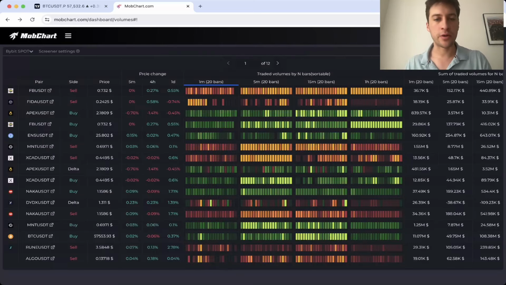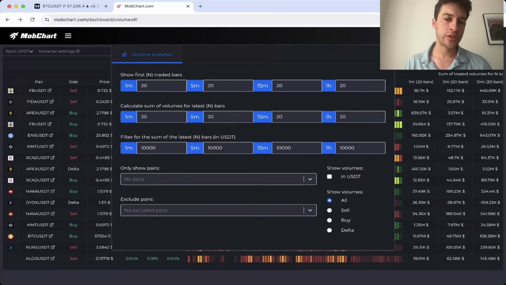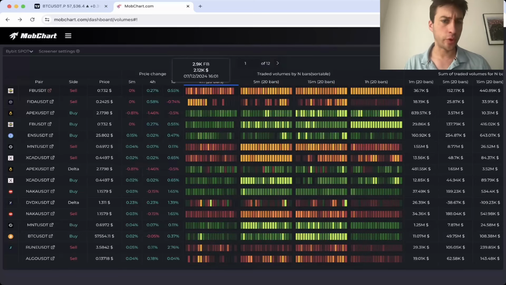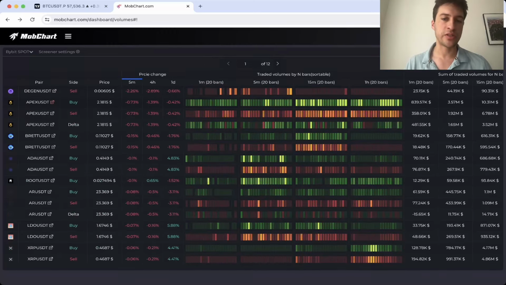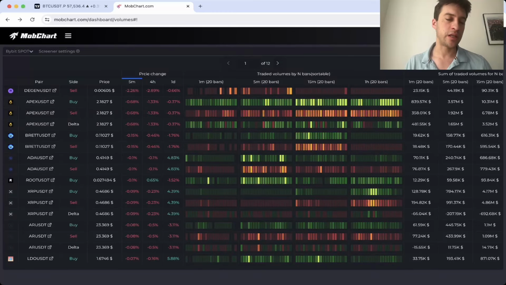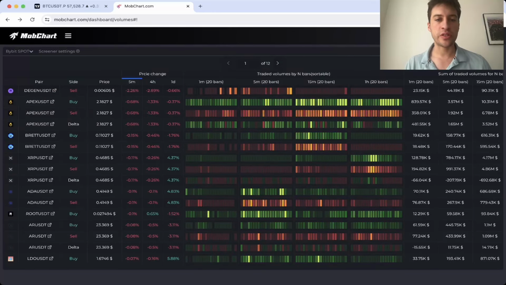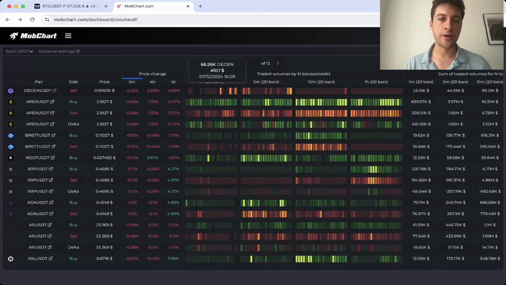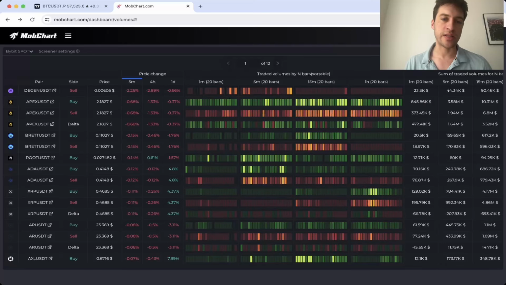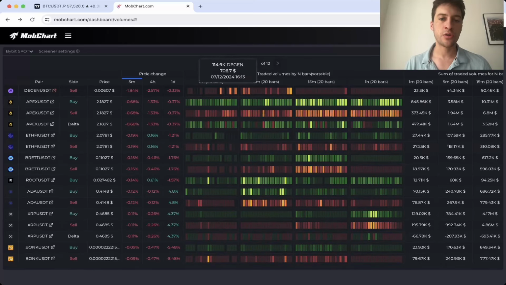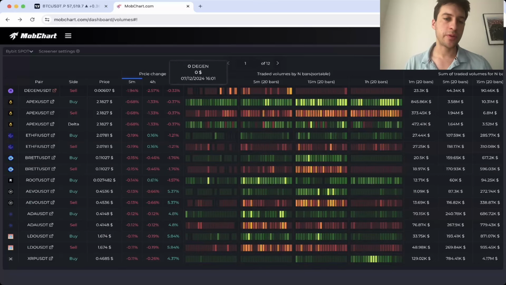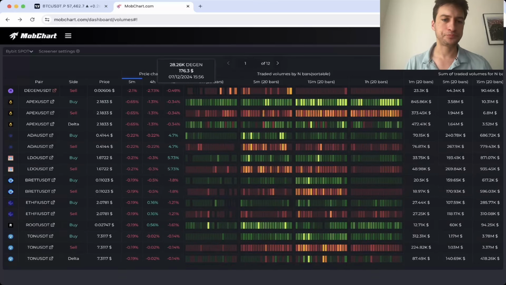So if we go to Bybit Spot right here, you can set up your screener however you want to do it, which is really cool. And you can just look for unusual volume. If we want to look for unusual volume, I'd say one place to start is going to 5-minute price change. Now, DGen USDT has fallen a lot, the spot pair, and we can look here to see what has happened in the 1-minute bars. We scroll over here. This is going to be really your best friend right here.